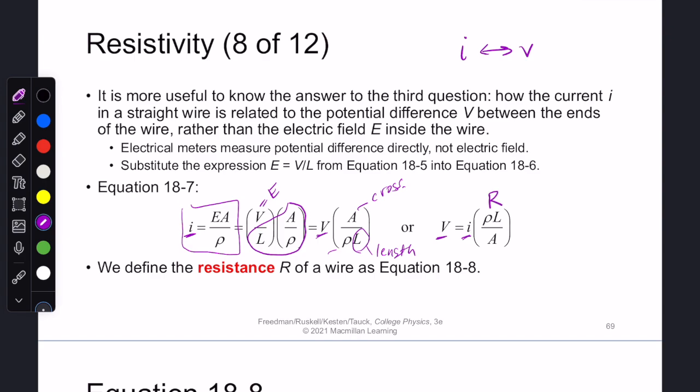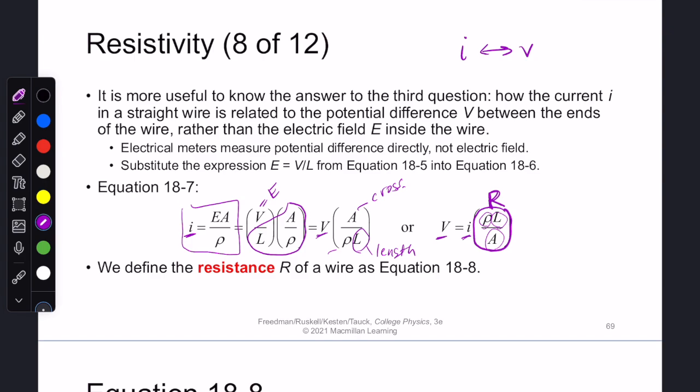And what we're going to do is call this quantity here R, the resistance of the wire. And so this is a proportionality equation. If I put some potential V on a wire, then this amount of current is going to come out of that wire, and that amount of current is going to depend on the resistance of the wire. And the resistance of the wire depends on the resistivity of the material, the length of the wire, and the cross-sectional area of the wire.